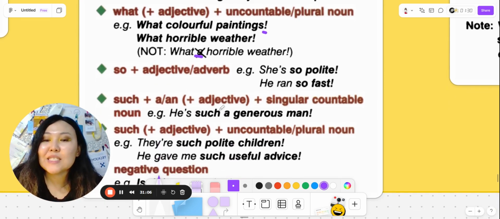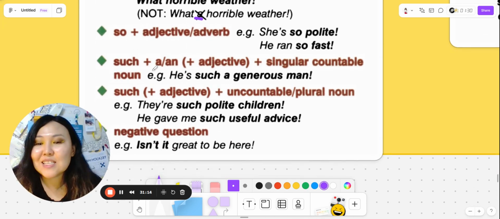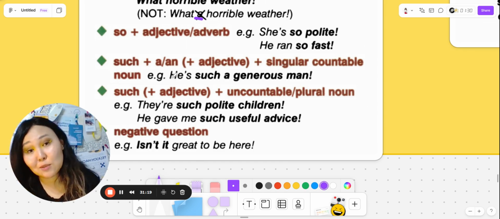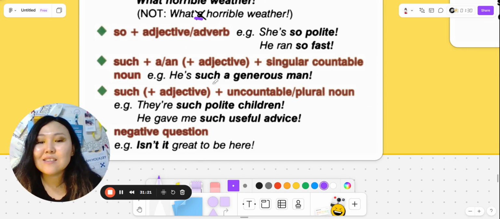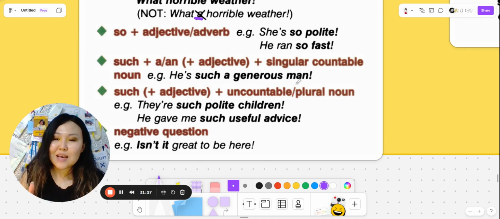Next one. So plus adjective or adverb. She's so polite. He ran so fast. Okay, this is easy. Such a/an plus adjective plus singular countable noun. We've talked about it. Yeah, this one. He is such a generous man. Like one generous man. He's such a generous man.